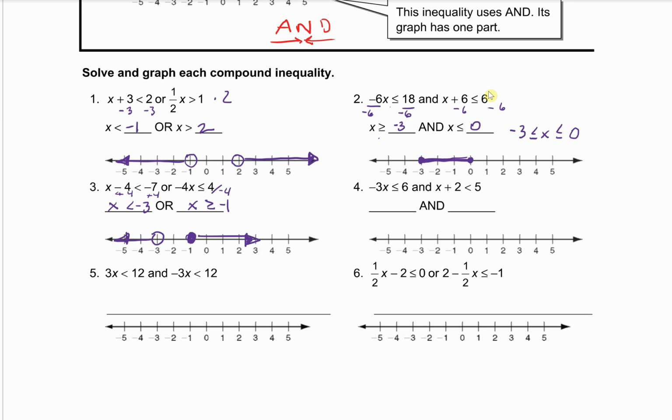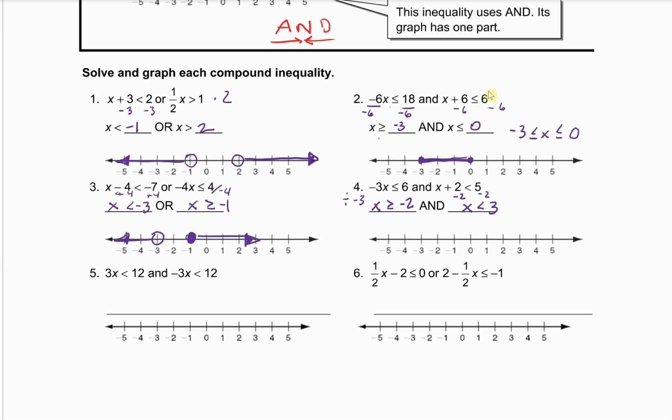Negative 3x less than or equal to 6. I'm going to divide by negative 3. So x is going to be greater than or equal to negative 2. X plus 2 is less than 5. I'm going to subtract 2. I get x is less than 3.